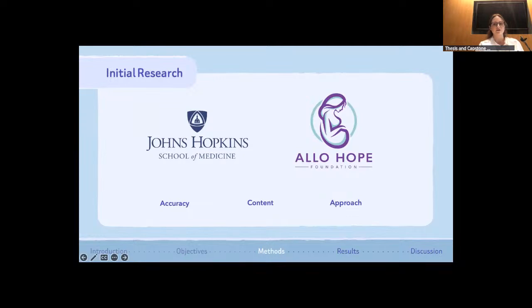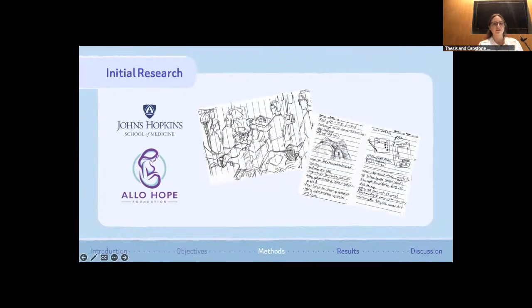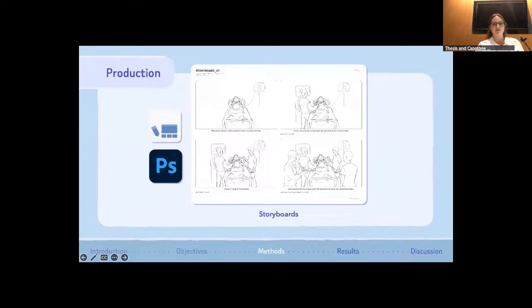Experts and stakeholders were again consulted at key creative checkpoints throughout the production phase. I was also given the opportunity to observe an IUT being performed at the Center for Fetal Therapy. We then moved on to production.